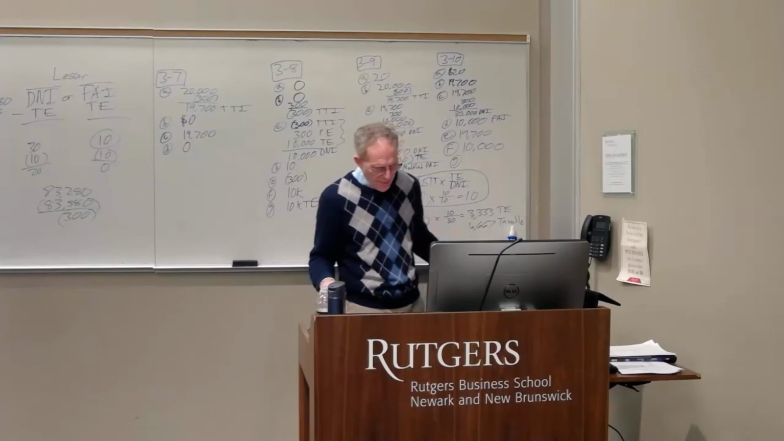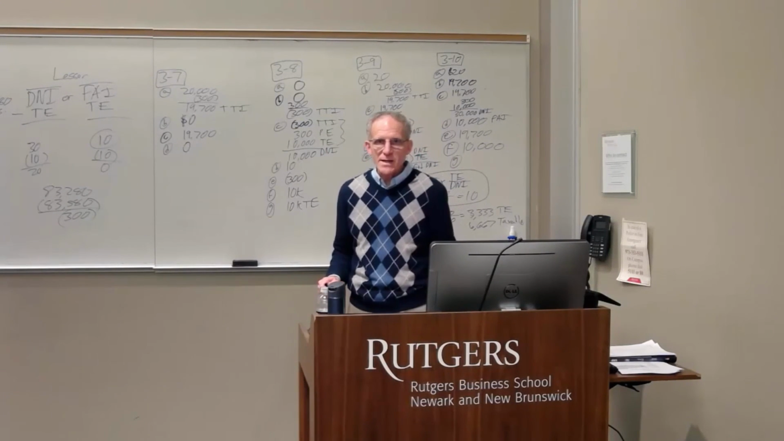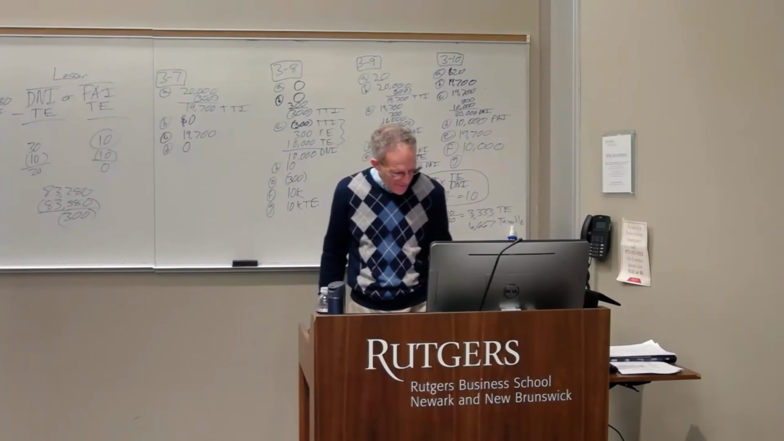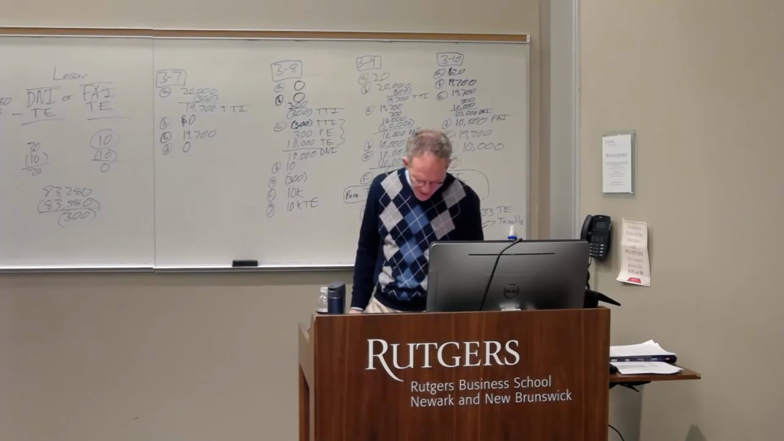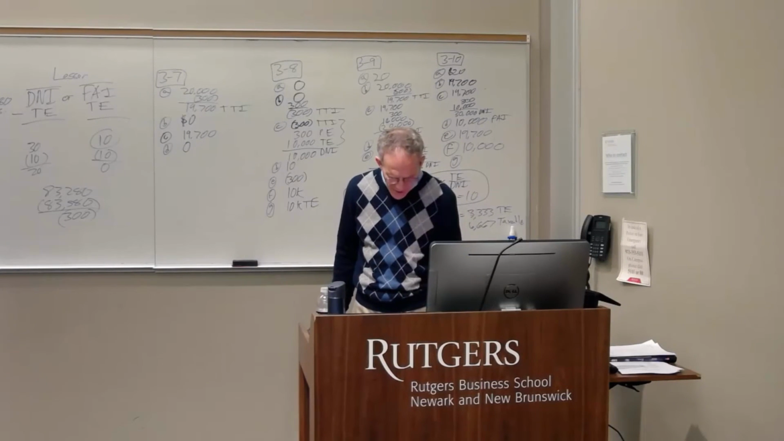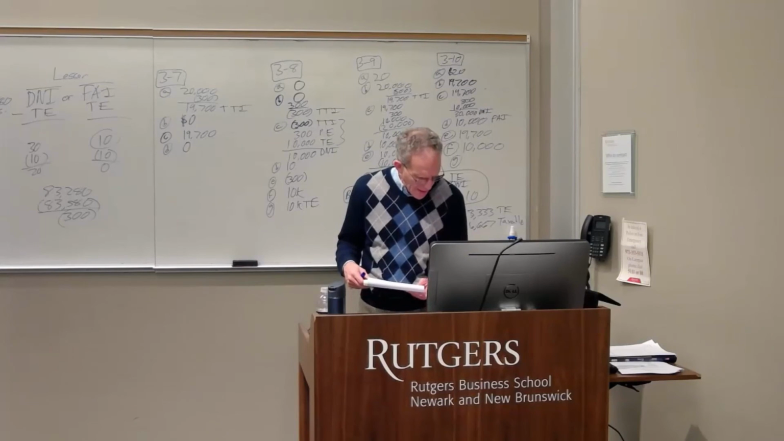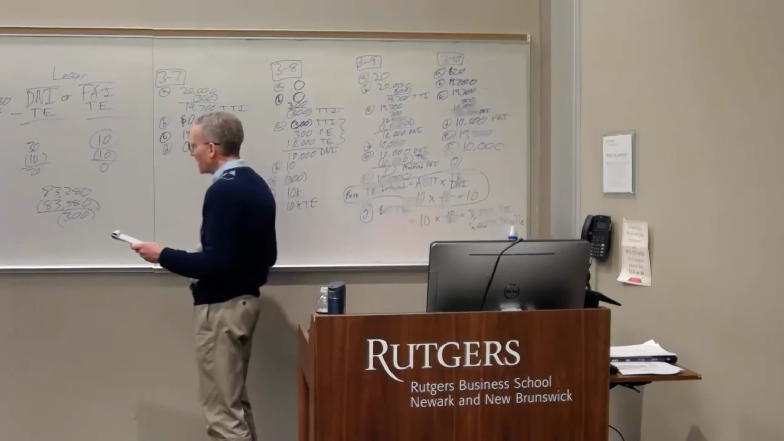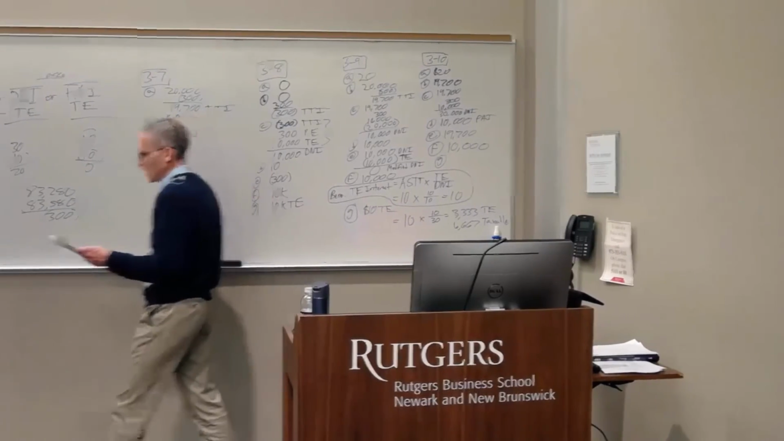Let's do 3-14. Now that we know 3-13, the answer is 123. Let's just talk about 3-14. It says, what is the character of the income? Okay? What is the character of this income?